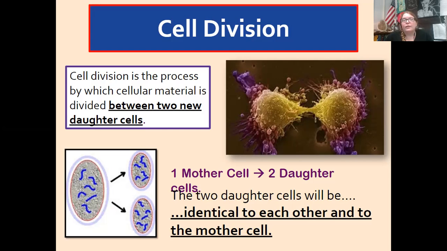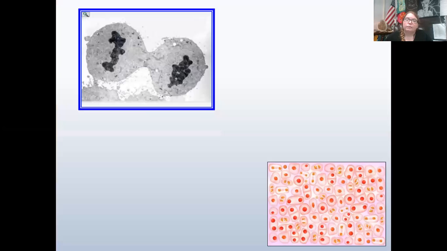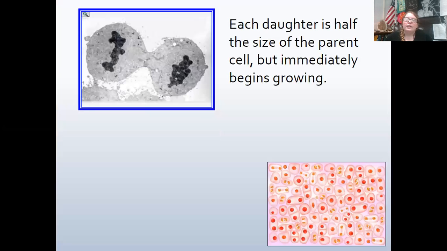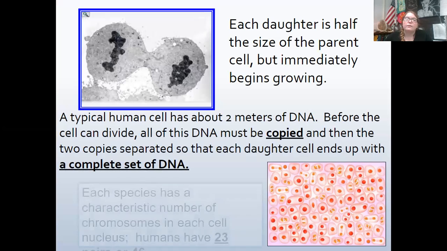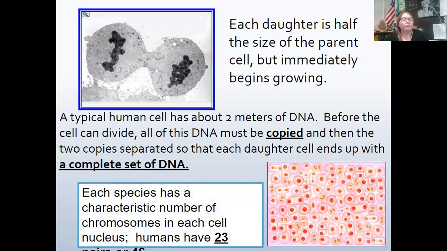We're going to learn that there's another division process used to make sex cells. It's a whole different thing. So just try to keep it straight. Cell division or mitosis, 2 identical daughter cells. Okay, so each daughter cell is half the size of the parent, but immediately begins growing. So here's another microscopic image of cells dividing. And as we see, they're about done.